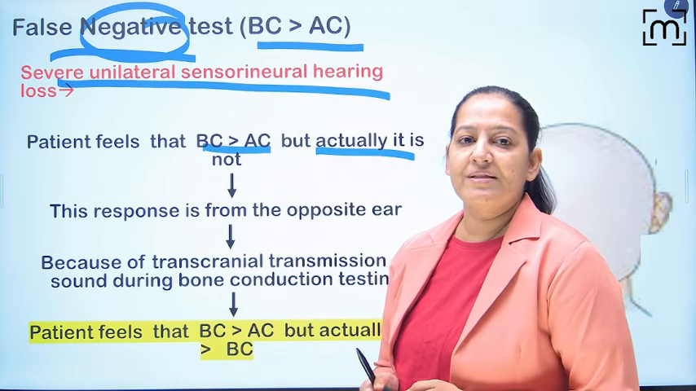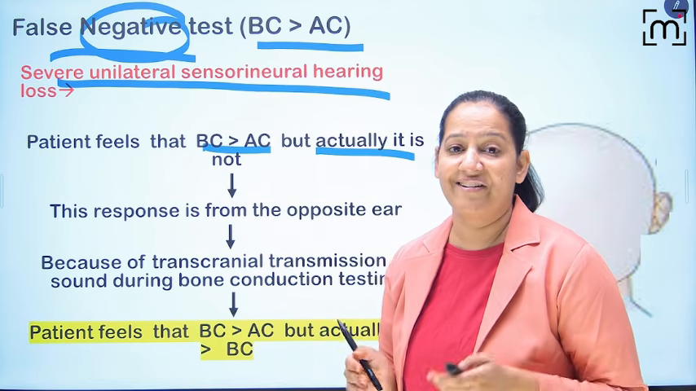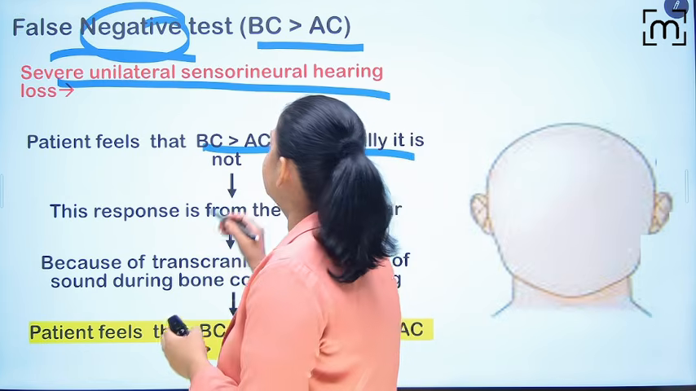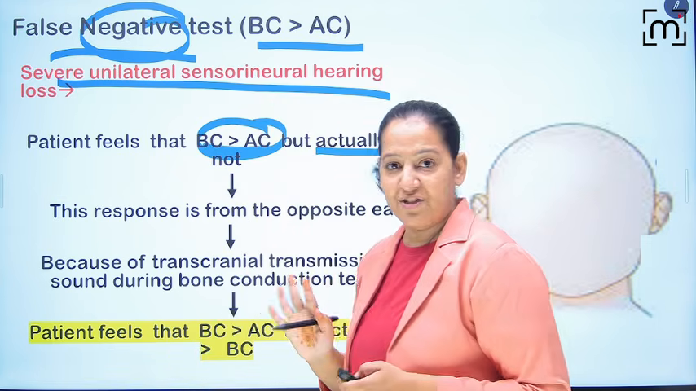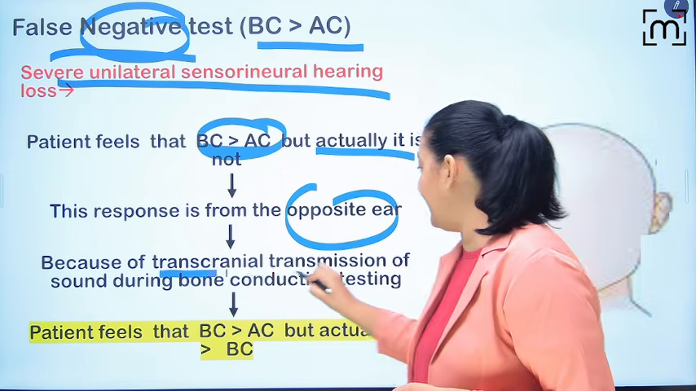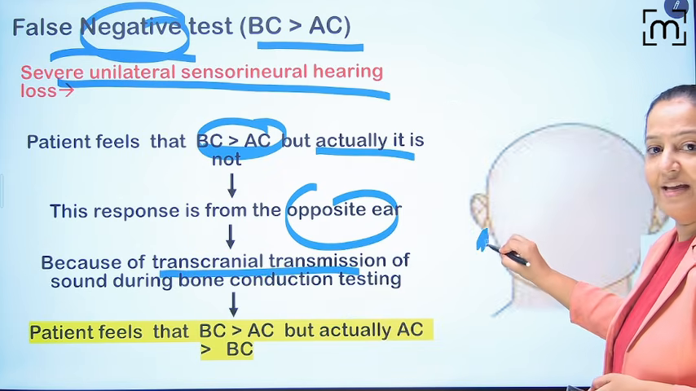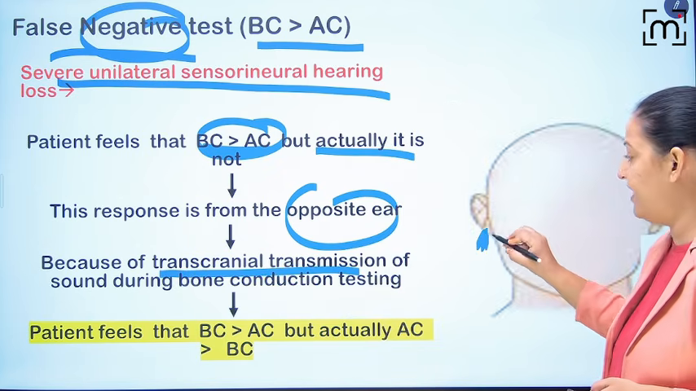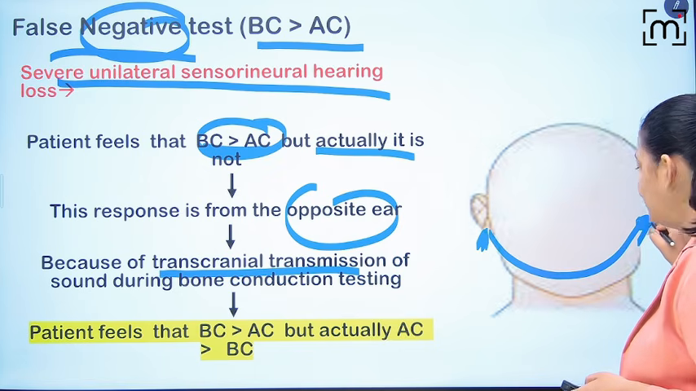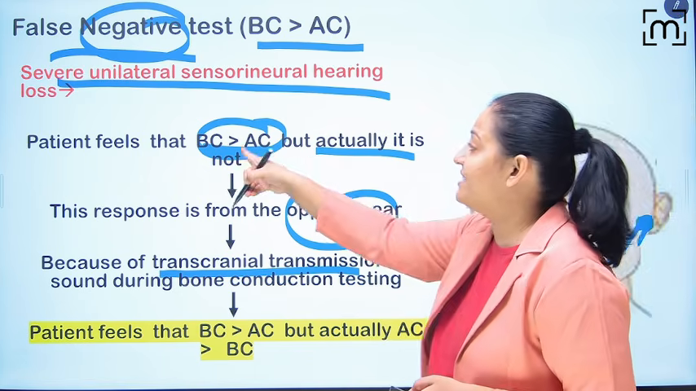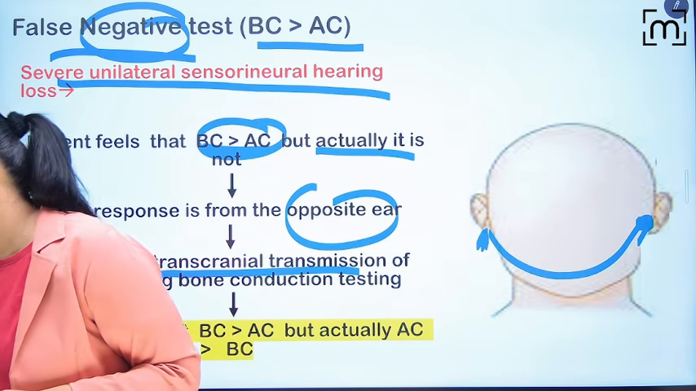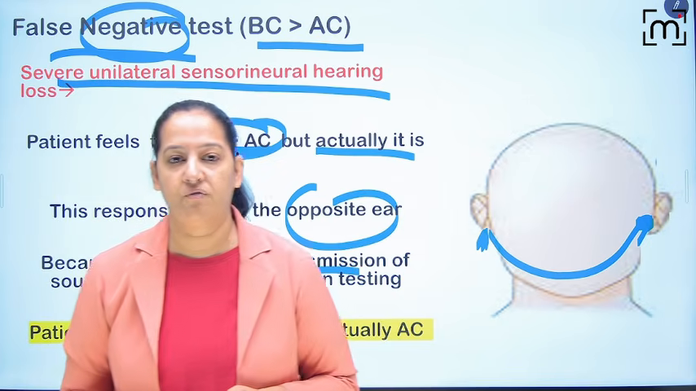So you got what is false negative? False negative, I tried hard. In false negative, the patient feels that BC is greater than AC, but actually it's not. This response is due to the opposite ear because of transcranial transmission. So I'm activating this ear, but since here there is 100% cochlear damage, the waves transmit from here to here via bone and activate this cochlea. So the patient feels BC is greater than AC, but actually it's not, and that's why it is known as false negative. Okay, got it? False negative.